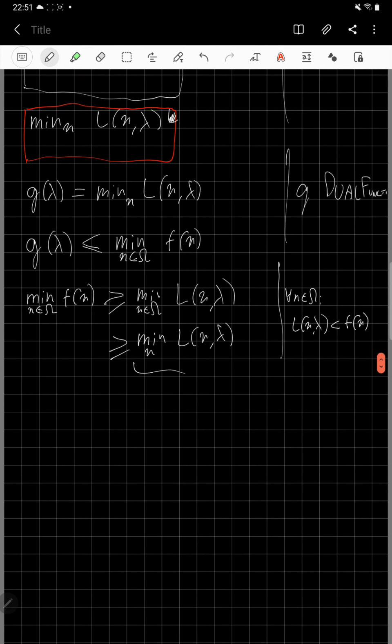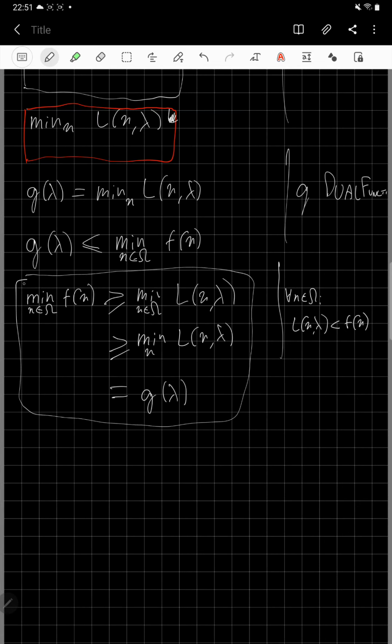And what is this function? Well, this is precisely equal to g of lambda. This is not a problem, this is just a statement. But we proved what we wanted to prove.